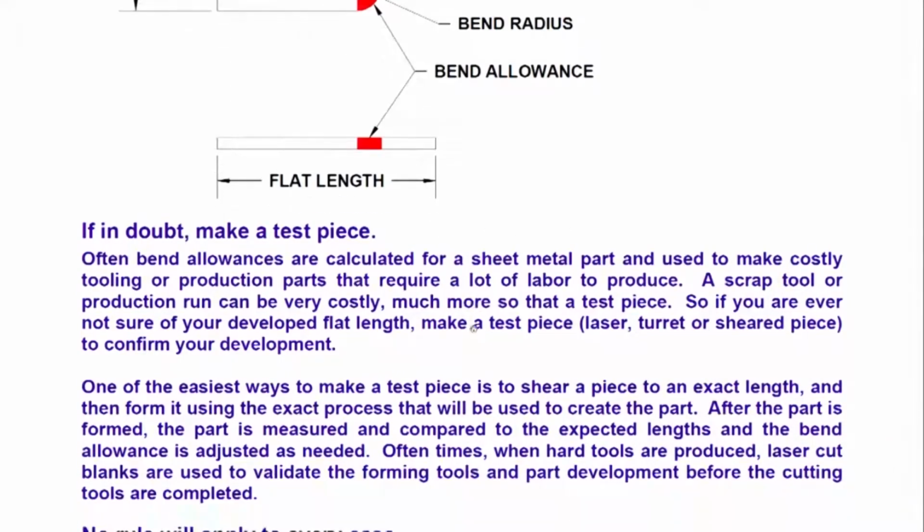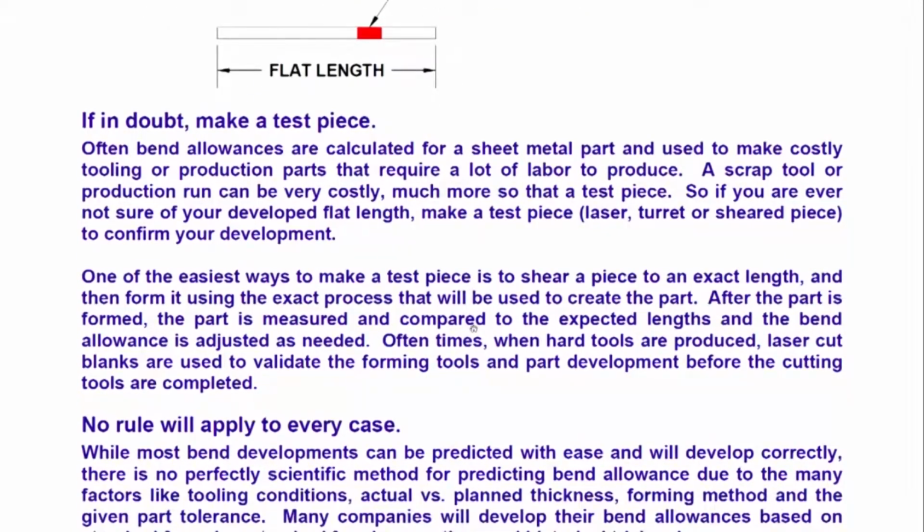Read this. If bend allowances are calculated incorrectly for a part and used to make costly tooling or production parts that require a lot of labor to produce, a scrap tool or production run can be very costly, much more so than a test piece. So, if you are ever not sure of your development length, make a test piece to confirm your development. That is what we have done there.